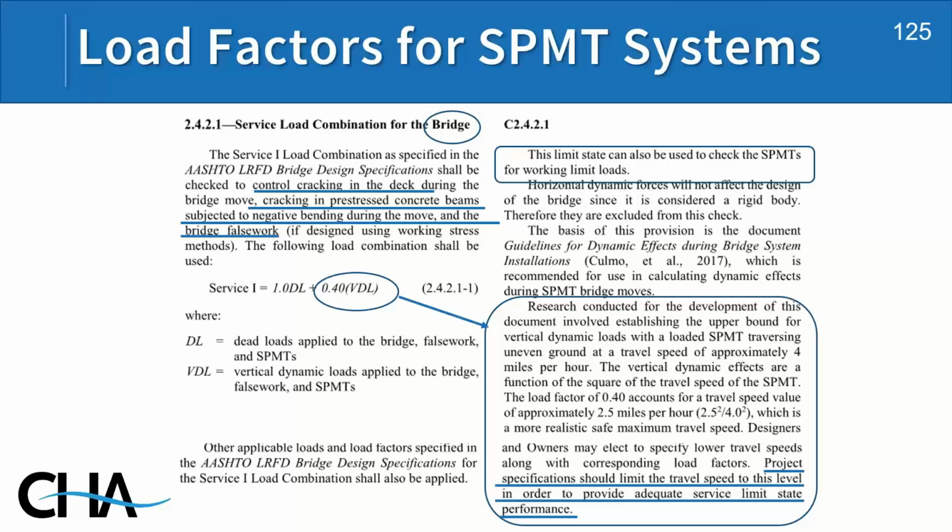Project specifications should include these maximum speeds. And we've checked with SPMT manufacturers, and these are not onerous specifications. Travel speed of 2.5 miles per hour is well within the normal operating range. They normally don't go even close to that fast. So it's not a very restrictive specification.